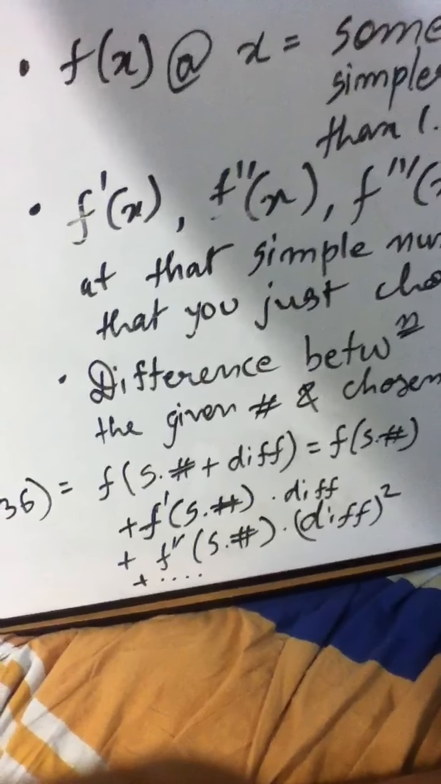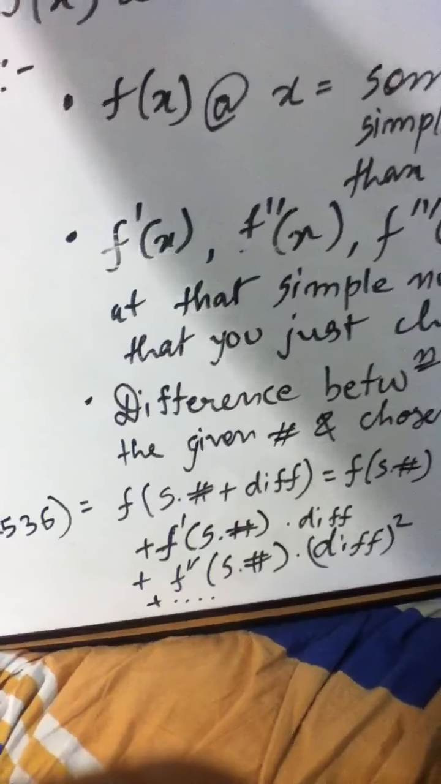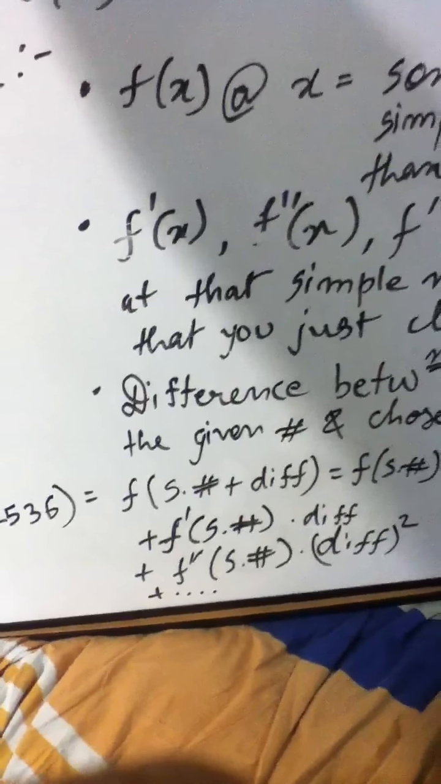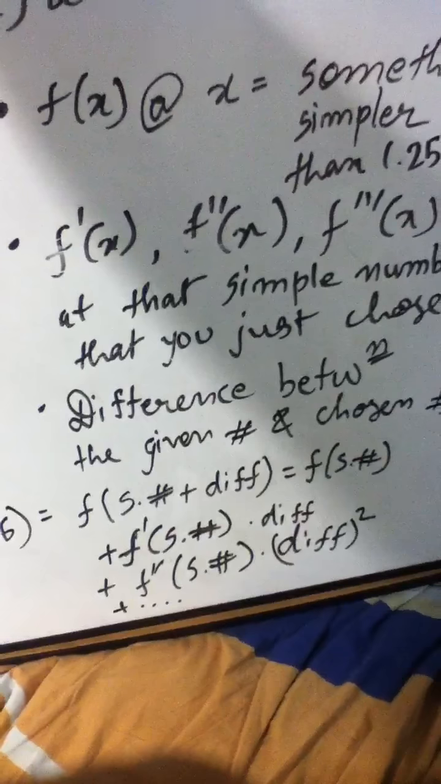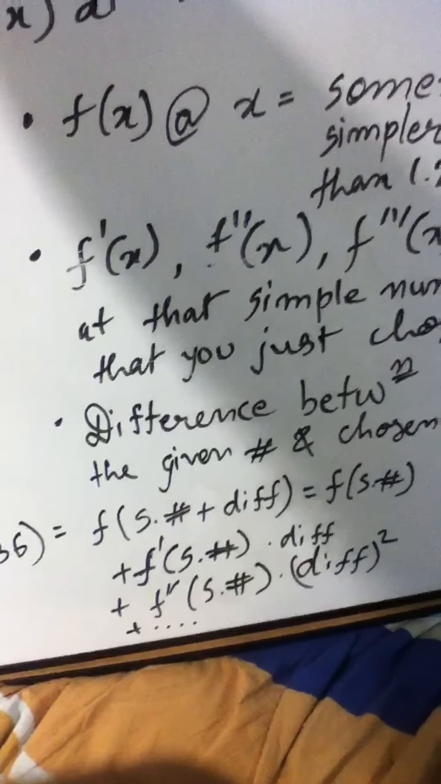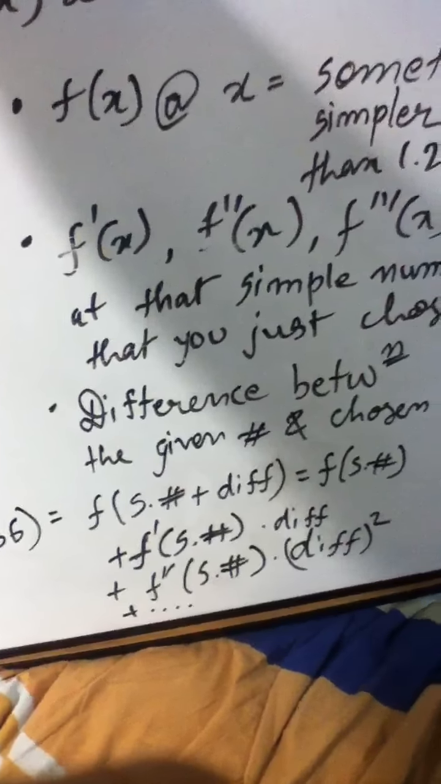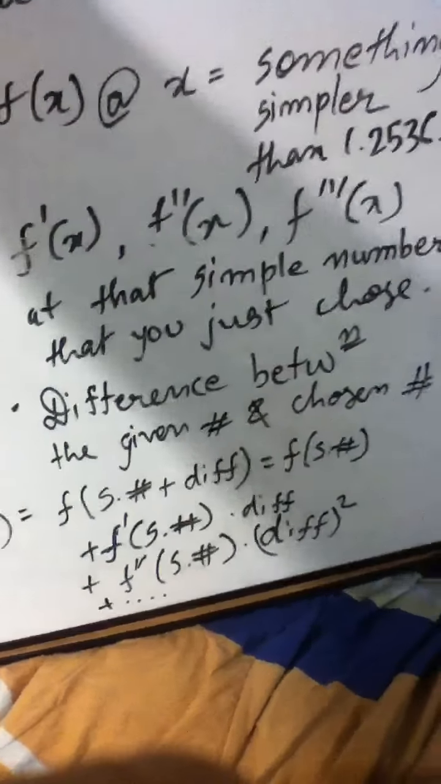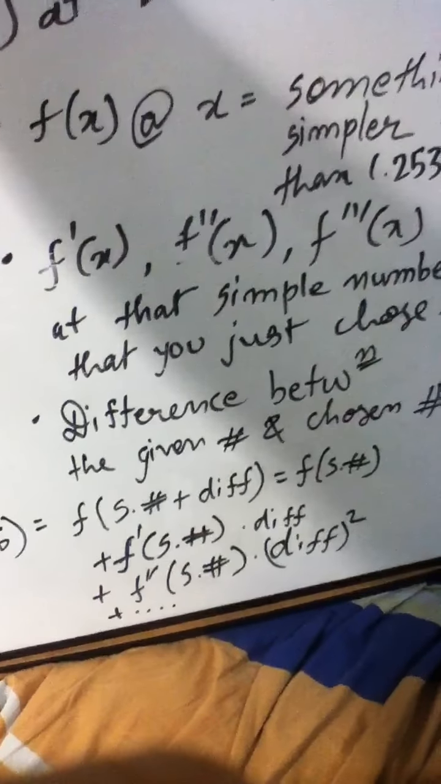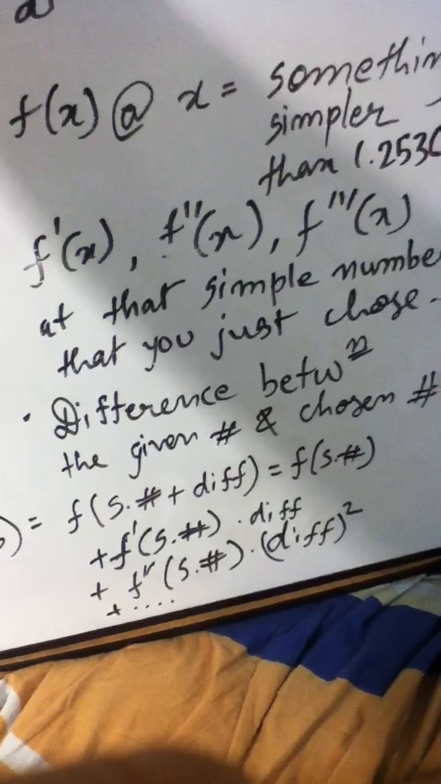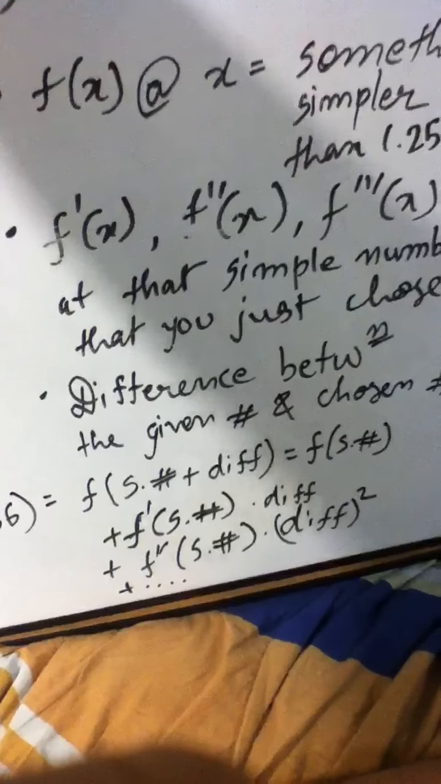And then you keep going, and I'm just going to say out loud the third term so that you know what it is, because I didn't have space and couldn't write it down. The third term would be f triple dash at the simple number times the difference cubed, and the fourth term will be f four dashes, the fourth derivative of the function at that simple number, times the difference to the power 4. So in our example again, the expansion would be f at x equals 1 plus f dash at x equals 1 times the difference, which is 0.2536, plus f double dash at x equals 1 times 0.2536 squared.